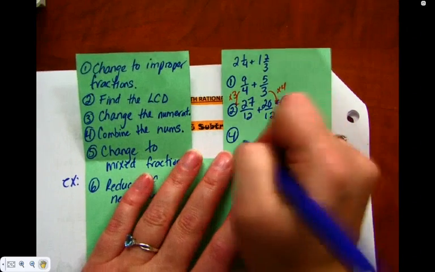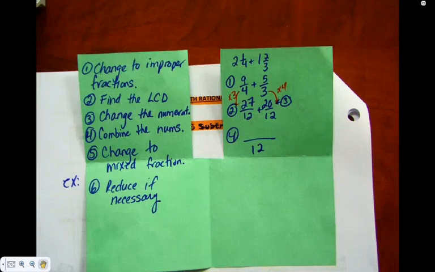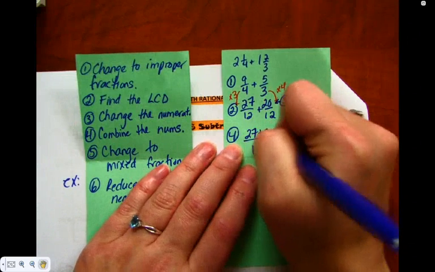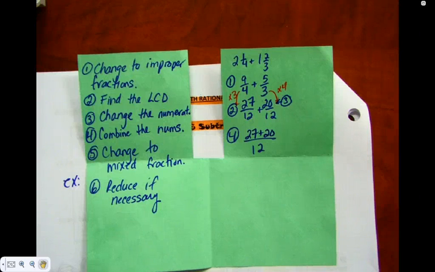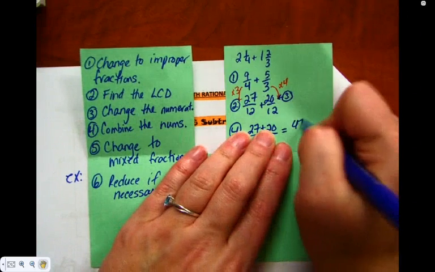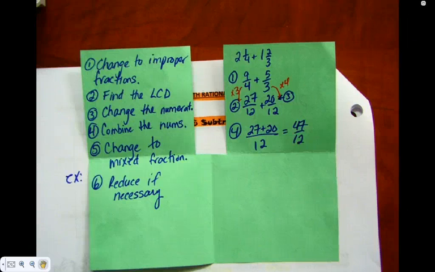Step number 4 is we put it over one denominator, and we're just going to combine the numerators. So I'm going to do this in 2 steps. The first one, I'm just showing you what we're doing. We're going to add them in a second. You don't need to write that step. I'm just showing you when you look back what's going on. If you can jump right to the addition, that's fine. So what's 27 plus 20? Okay, so if you can jump right to 47 over 12, nothing wrong with that.